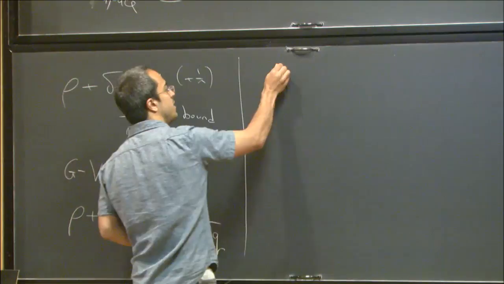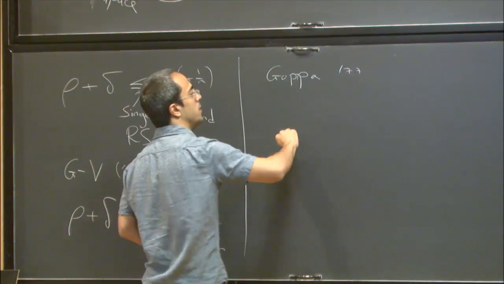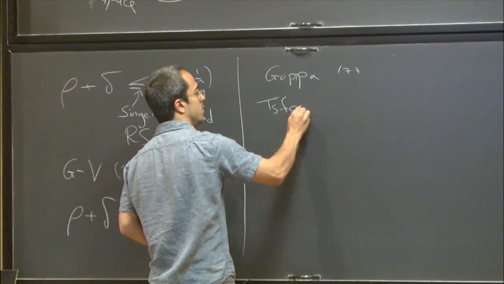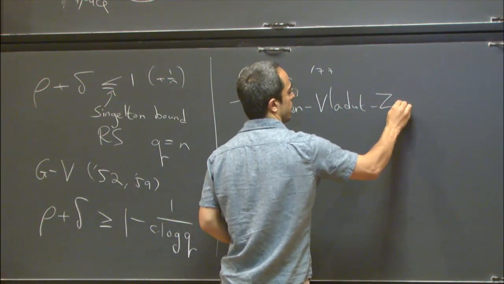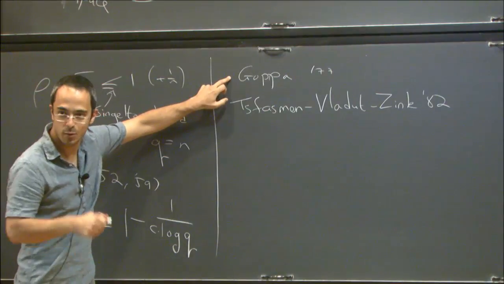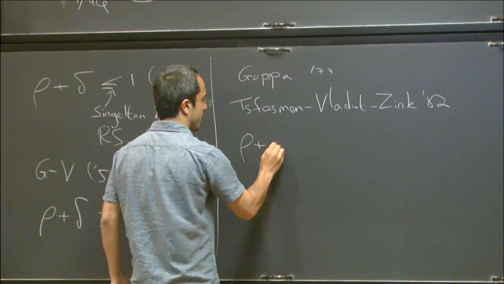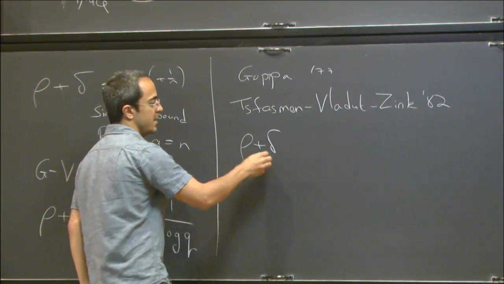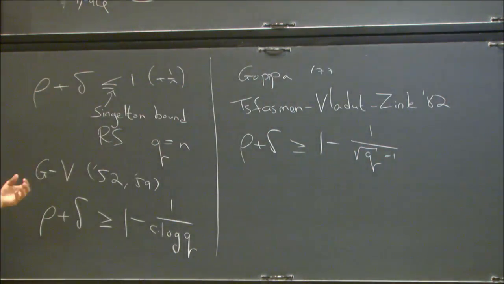Based on the ideas initiated by Goppa, which I'll say in a second, in the mid-70s, Tsfasman, Vladut, and Zink, I think it was 82, were able to instantiate Goppa's idea with a specific function field. We'll see what that is. And they managed to get a code that has rate rho and relative distance delta, such that this is much better. So the dependence on Q is exponentially better than what the probabilistic method gives you.